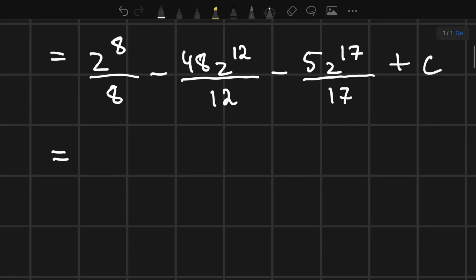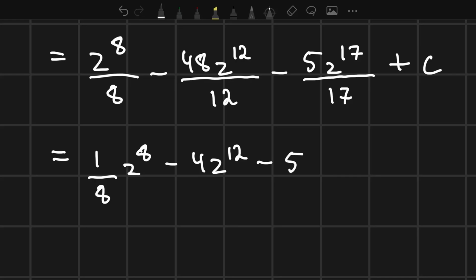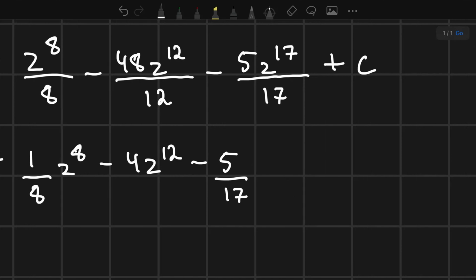So technically you're done your question here, but we could write it in fraction form just so you can see it better. So that becomes 1 over 8 z to the power 8, minus 48, well, not actually 48, just 4z, because 48 divided by 12 is 4, and then that just makes it 4z to the power 12, minus 5 over 17, because 5 over 17 cannot be simplified, so that just stays the same, z to the power 17, plus c.